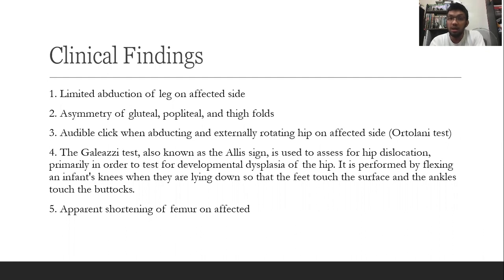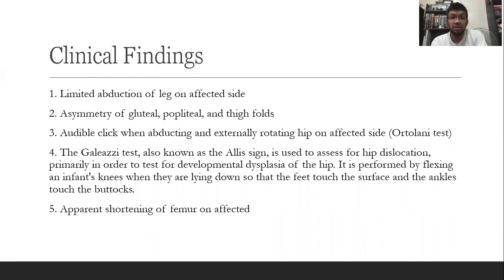Clinical findings, or the clinical manifestations. Number one, limited abduction of the leg on the affected side. So the infant will have a hard time abducting, moving that limb away from the midline. When we say abduction, it's moving of the limb away from the midline. So they will have a hard time doing that.